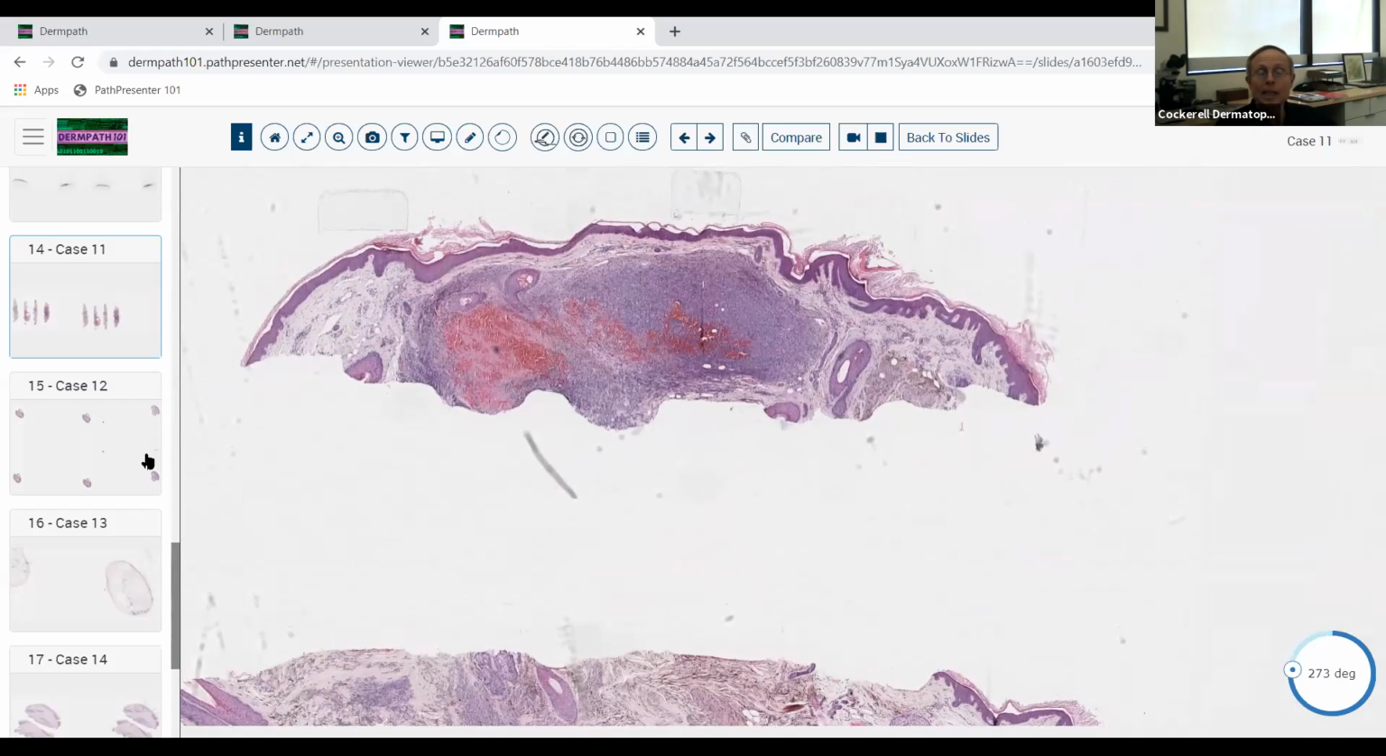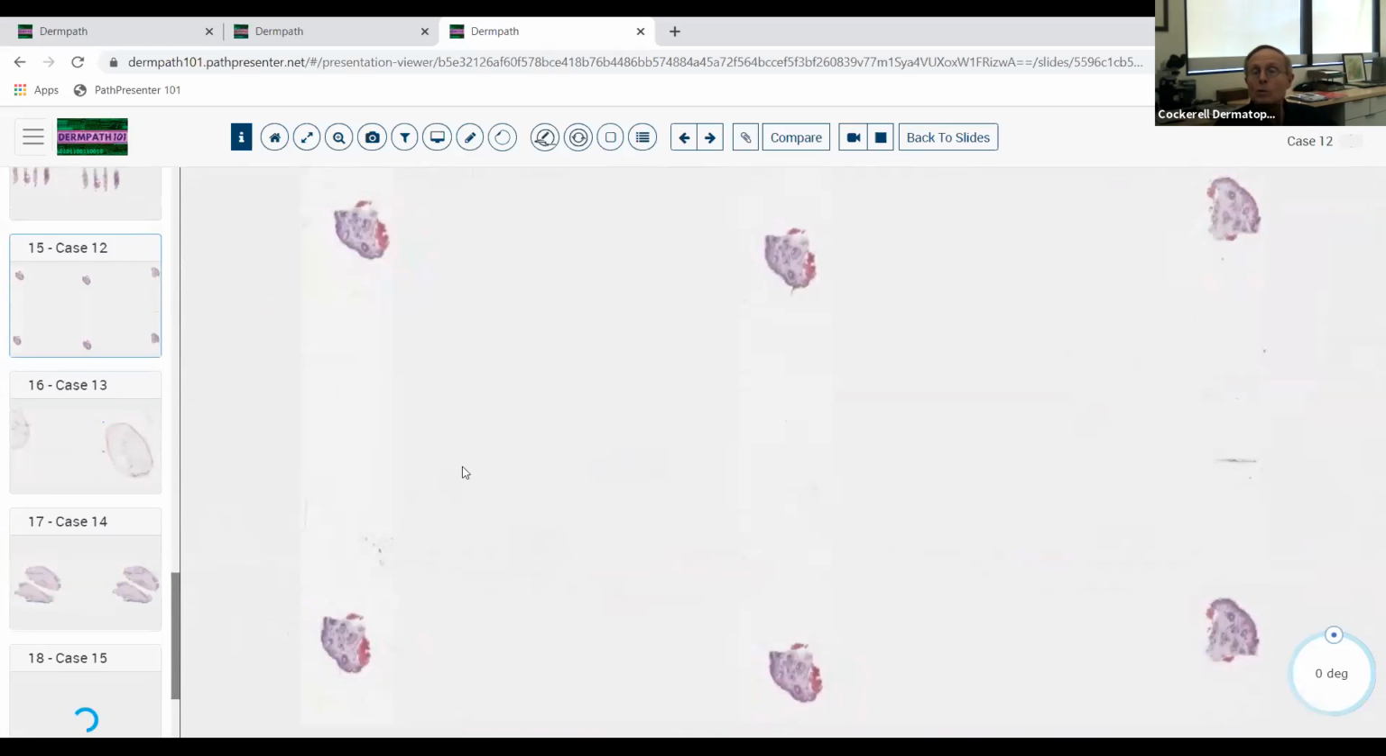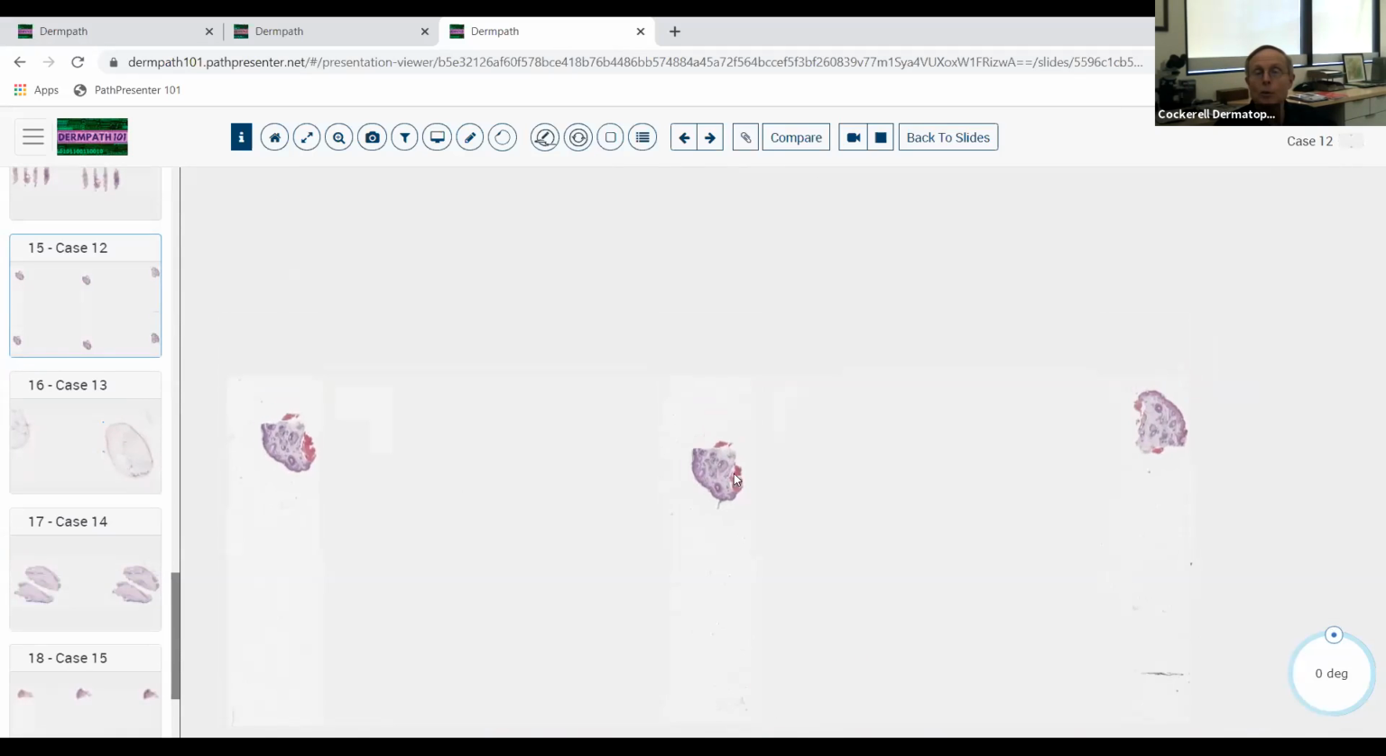So hopefully that was educational for you. Several different important points here. Always remember, whenever there's necrosis within a melanocytic lesion, that's a huge red flag.